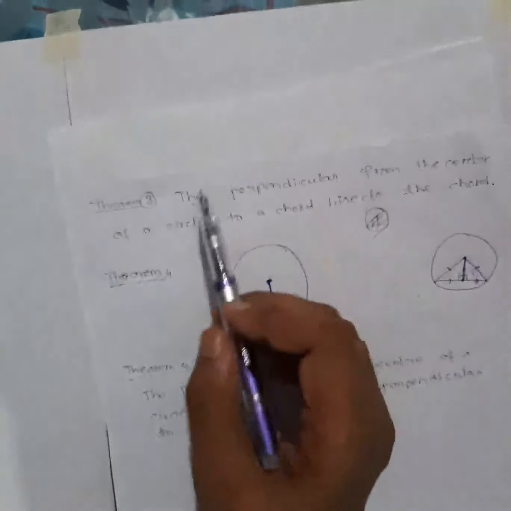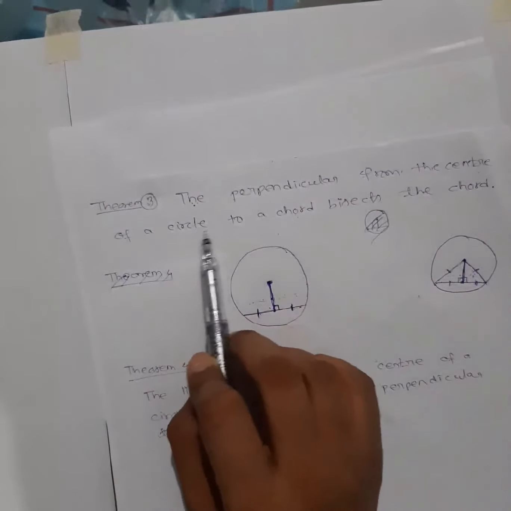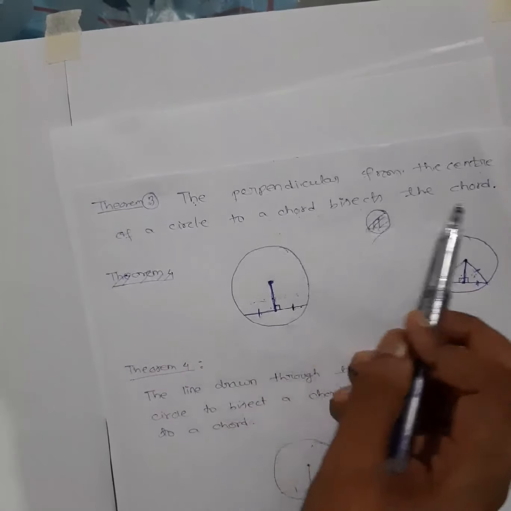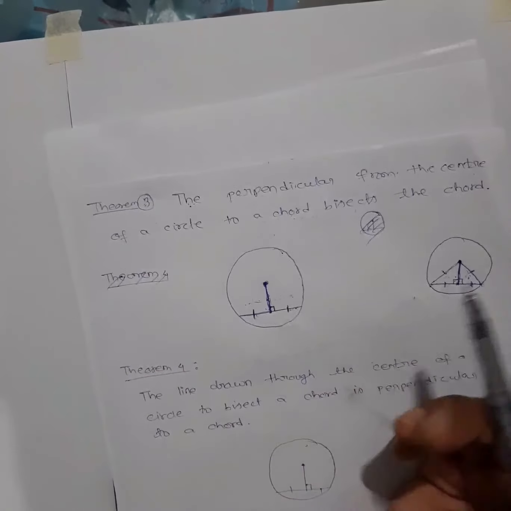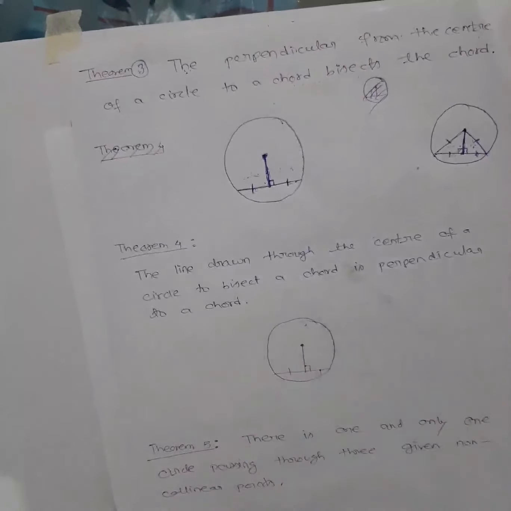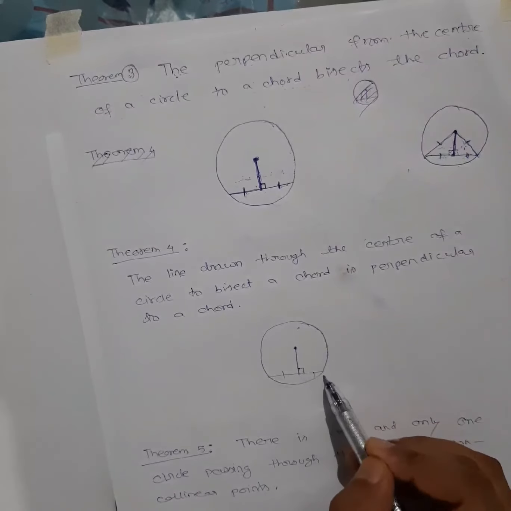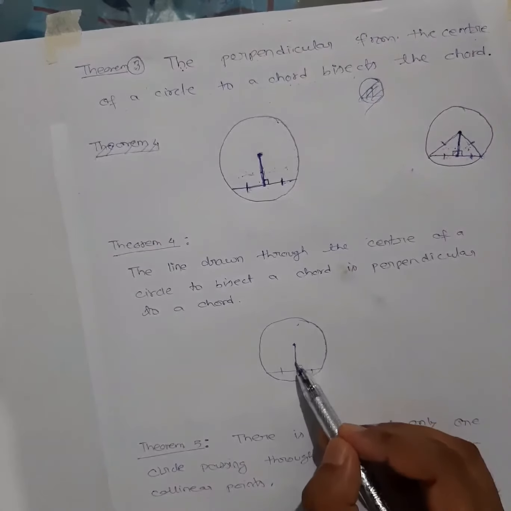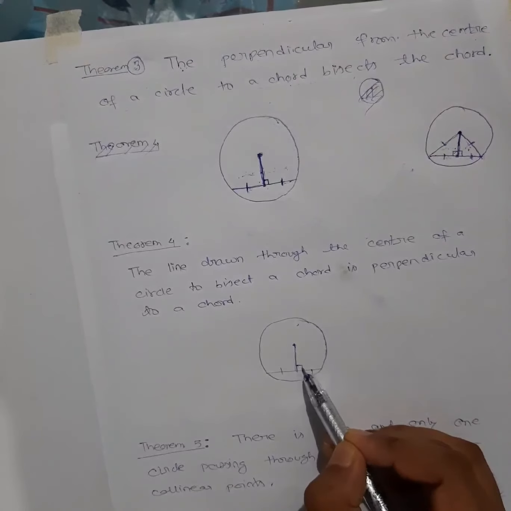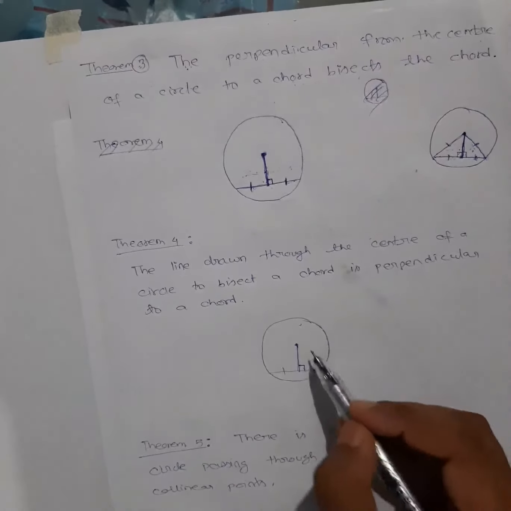So the statement is like this: the perpendicular from the center of a circle to a chord bisects the chord. Okay, bisect the chord means what? It will cut at the midpoint. Okay, so theorem number 4 is the converse of this one. If you draw a line from the center such that it bisects one of the chords, then that line which you have drawn from the center will always be perpendicular. That's what it says. Converse, right?